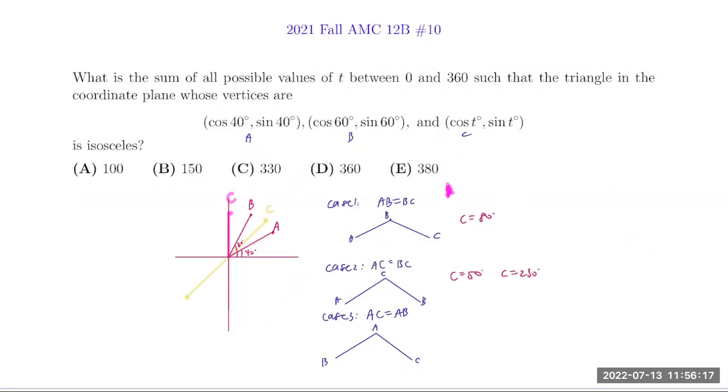And then ultimately for our last case, we have that A is between B and C, so that would lead to C to be somewhere here. And so the difference is 20 and 20, which means C would be 20 degrees.